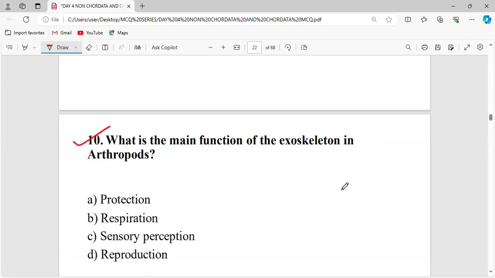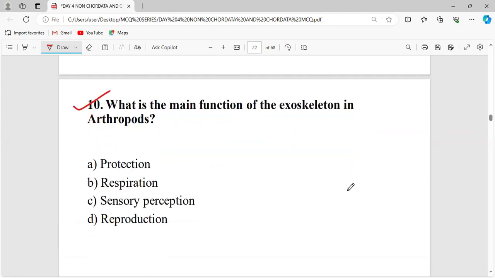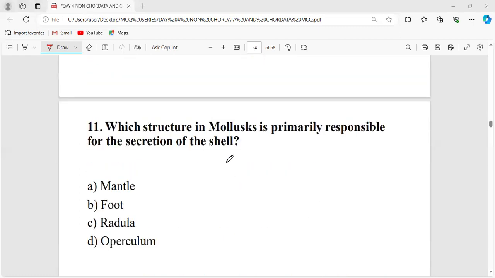Now, what is the main function of the exoskeleton in arthropods? We know that arthropods have a chitinous exoskeleton, and what is its main function? No need of explanation here. Of course, it is protection.